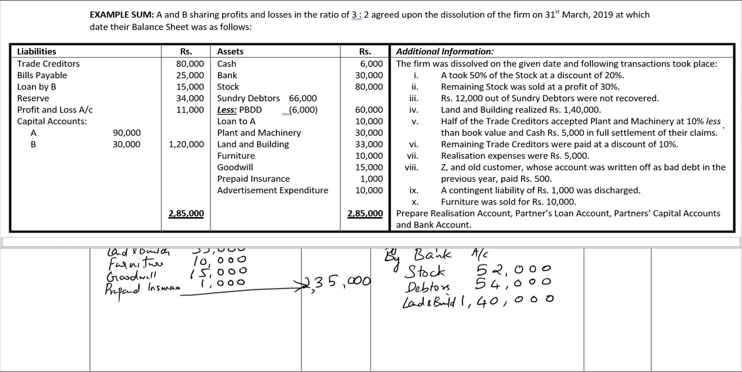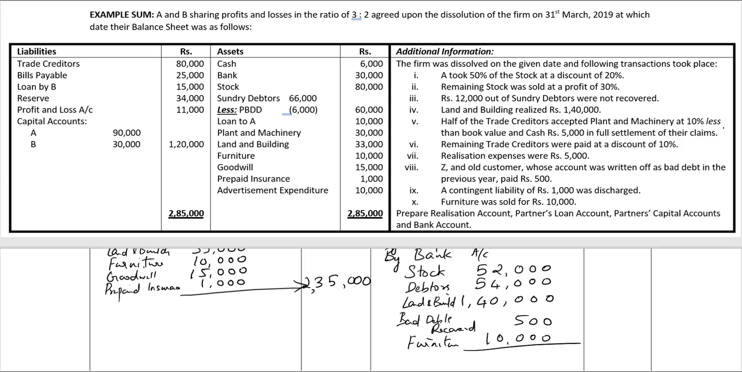The fifth point is about payment to creditors. We'll come back to it. Sixth point is also payment to creditors. We'll come back. The seventh point is about the realization expenses. We'll come back to that also. The eighth point, we are recovering bad debts from Z, an old customer whose account was earlier written off as bad debts. So it's bad debts recovered. Amount 500 rupees. The ninth point is about a contingent liability being discharged. We'll come back to that. And the last point is about furniture realized. Rupees 10,000.